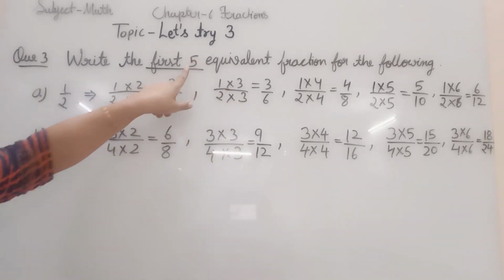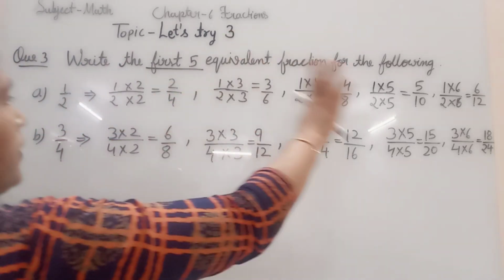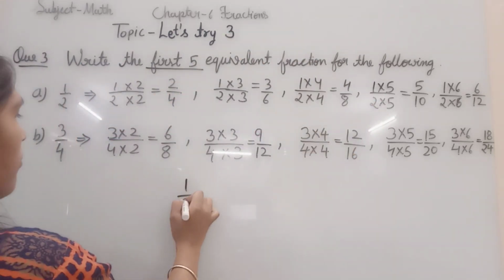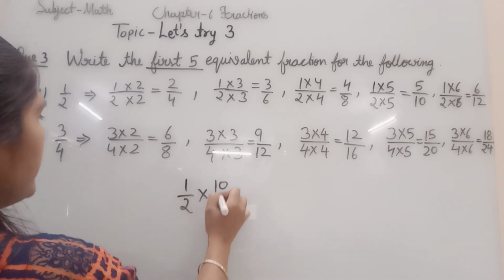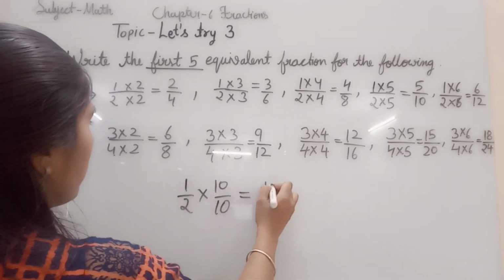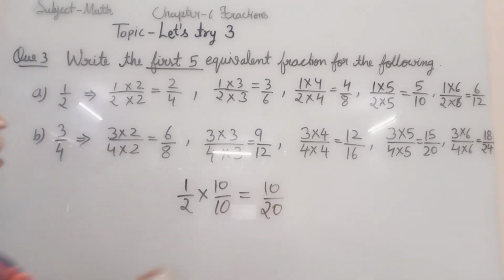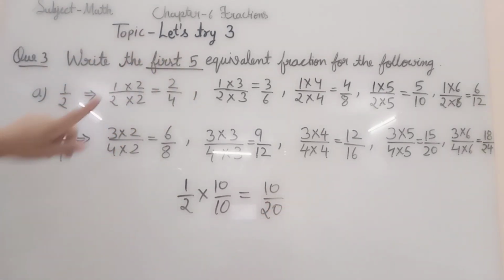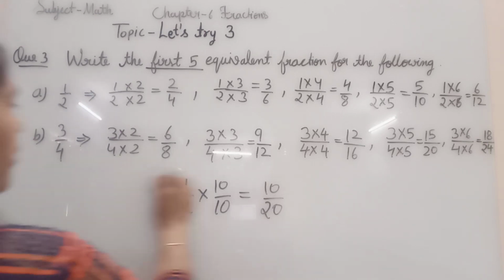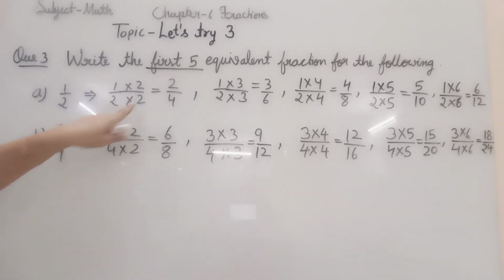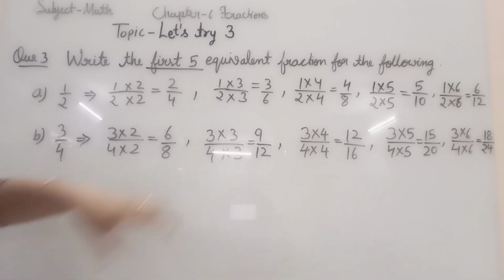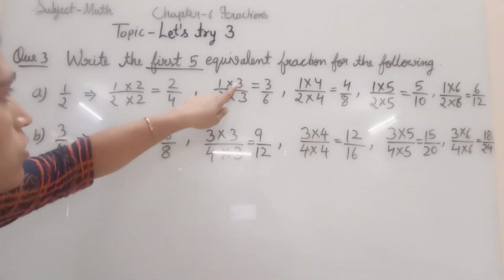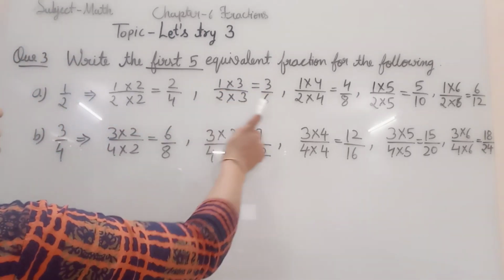We cannot skip any number here. If they have mentioned only to write 5 equivalent fractions, then at that time you can multiply 1 by 2 with any number. But they have written clearly first 5. First 5 means you have to start from the beginning also. So the beginning is 2 by 2, we will multiply. Then we will multiply 3 by 3. So 3 1s are 3 and 3 2s are 6.